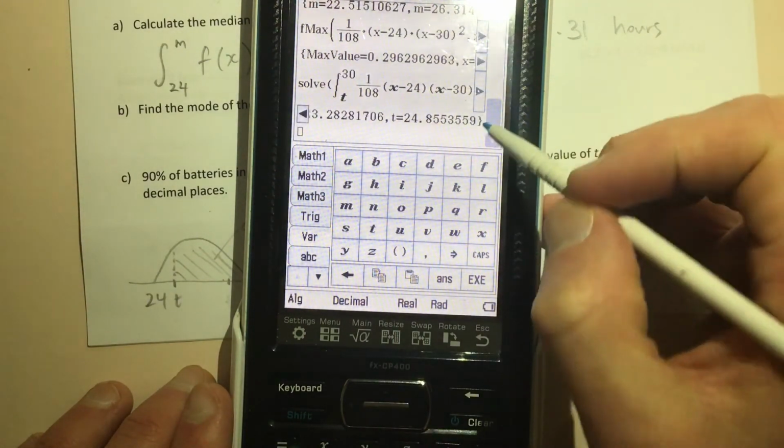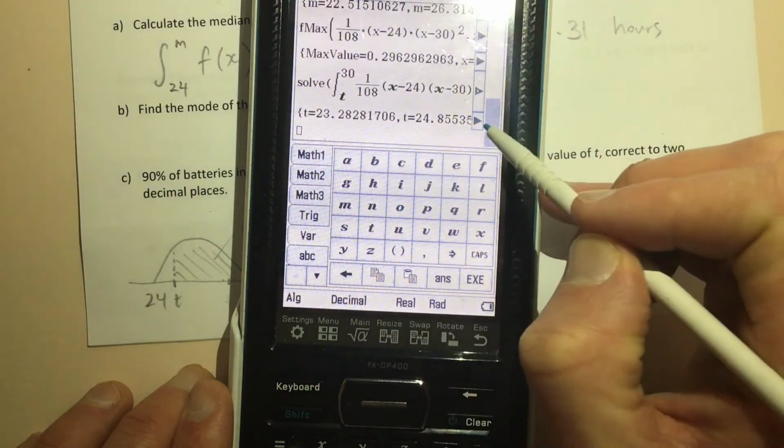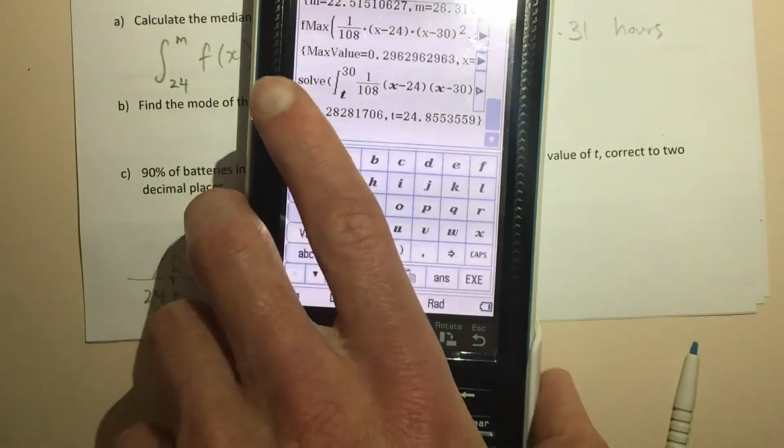Again, we get a couple of answers here, but we're going to pick the one that's in the domain. The domain's 24 to 30, so t has to be greater than 24, and we get 24.85.